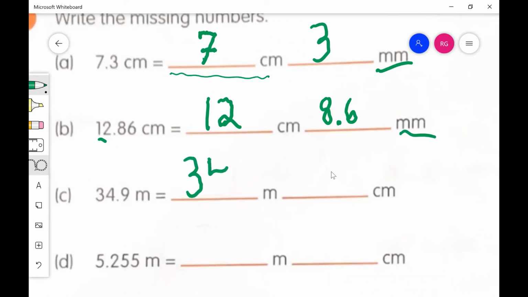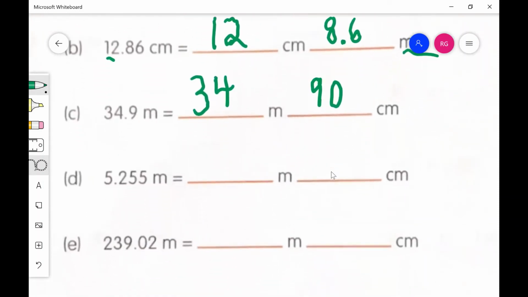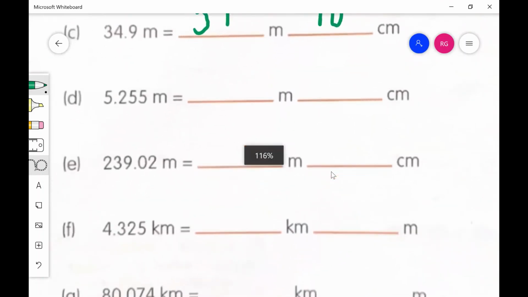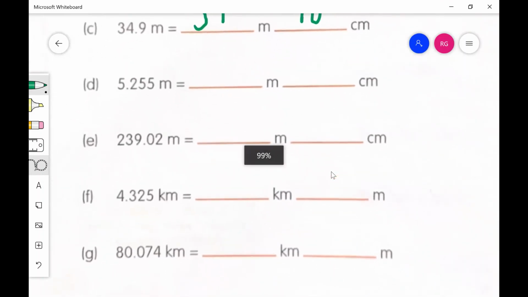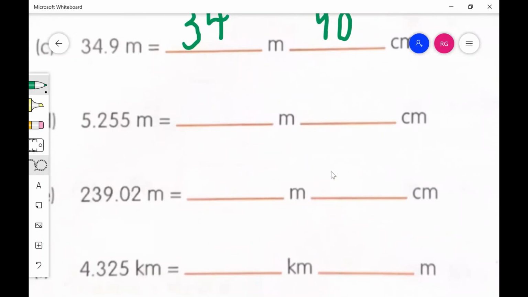34. And the next one, 34 meters. And how many centimeters? 90. Yes, you're correct. Great job. Okay, and then we're moving along here quickly. We're almost done, guys. A couple more. Let's go. Keep going. How many meters is that? 5. Okay. And then how many centimeters is that? 25.5. All right.